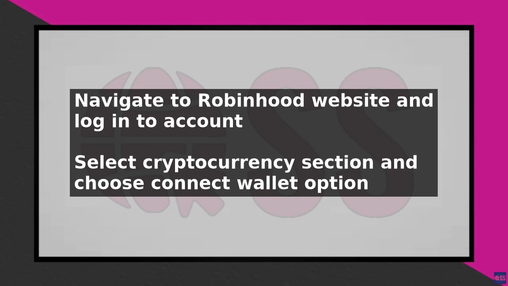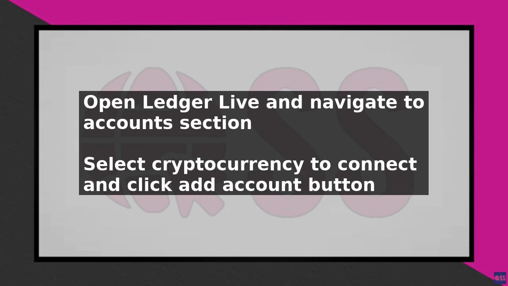You will then be redirected to a page with instructions on how to connect your Ledger wallet using the Ledger Live application. Open Ledger Live and navigate to the Accounts section, where you will find the option to add a new account. Select the cryptocurrency you want to connect to Robinhood and click on the Add Account button. A QR code will be displayed on the Robinhood website, which you need to scan using the Ledger Live application.